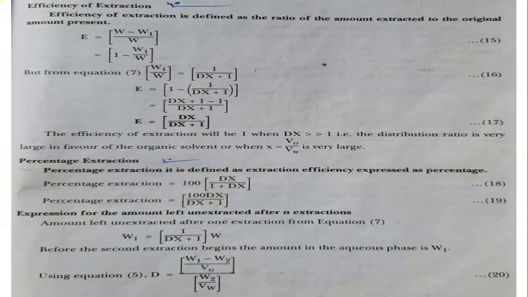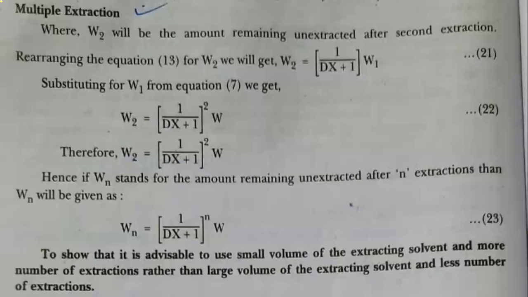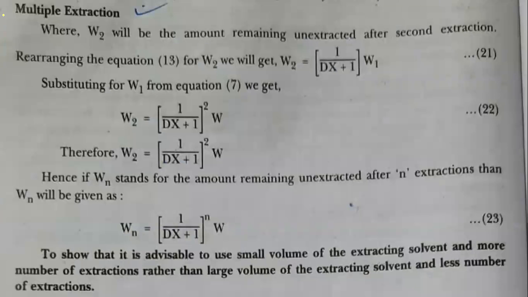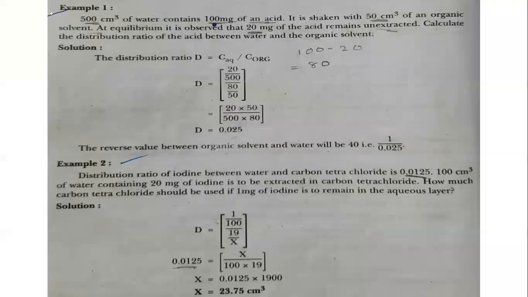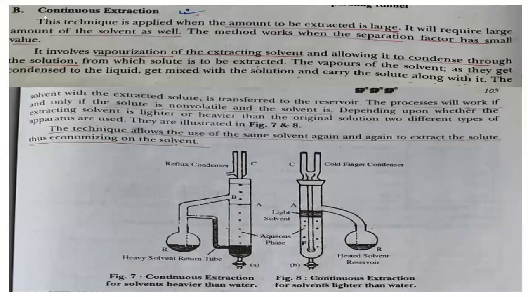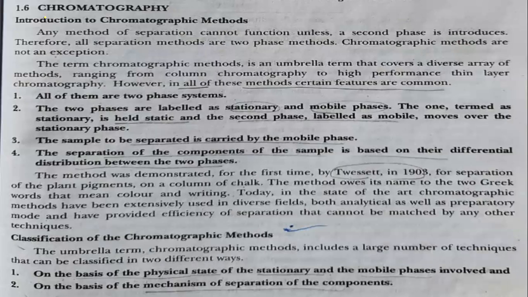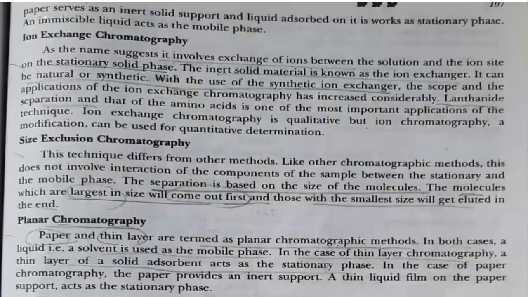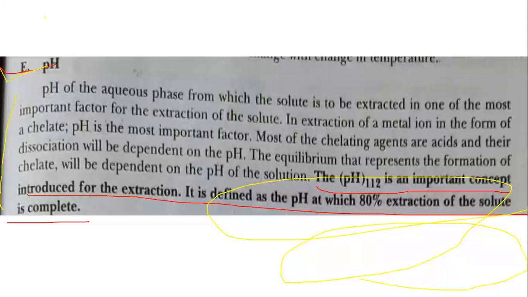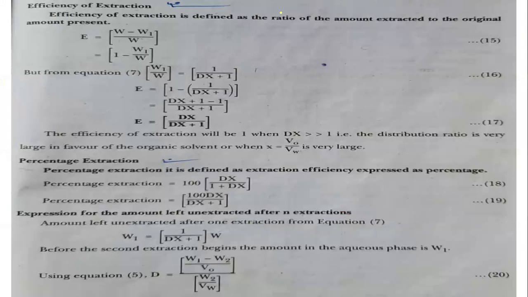Okay, after this there is the efficiency of extraction. This is one more concept we are going to learn. After efficiency of extraction, we are going to see percentage extraction, then multiple extraction and how it works. After that, examples are there, and then we are going to see the types of solvent extraction. Then we will proceed to chromatography. So for this lecture, this is enough. In the next lecture, we'll continue with the efficiency of extraction. Thank you.